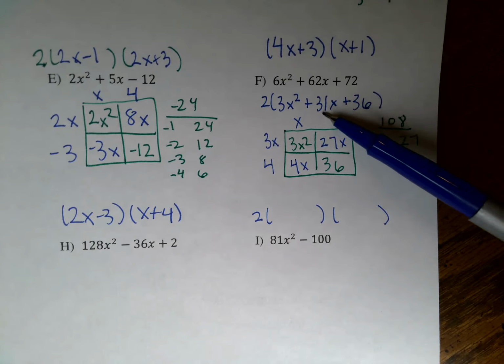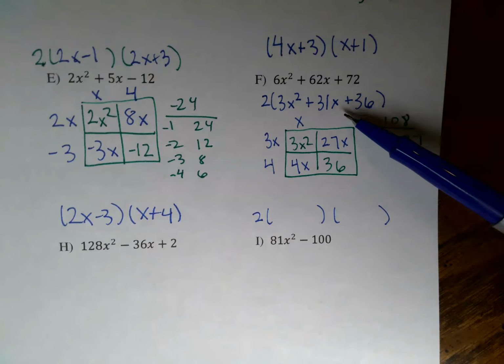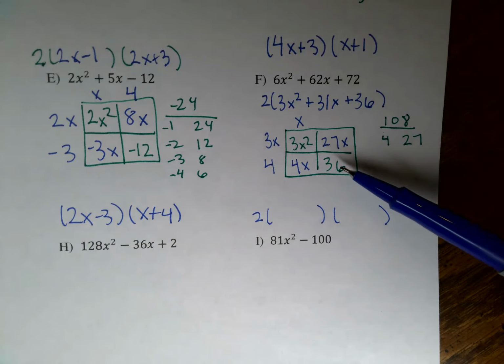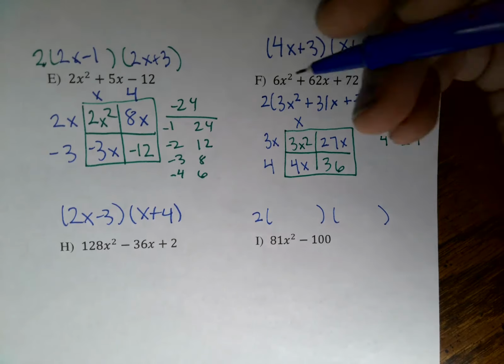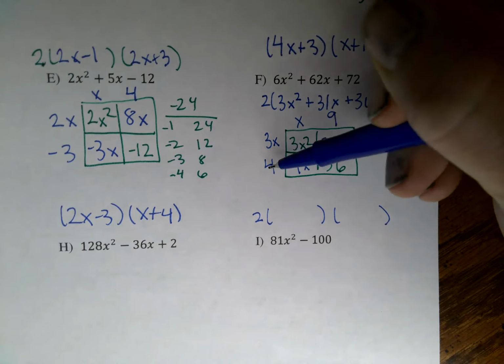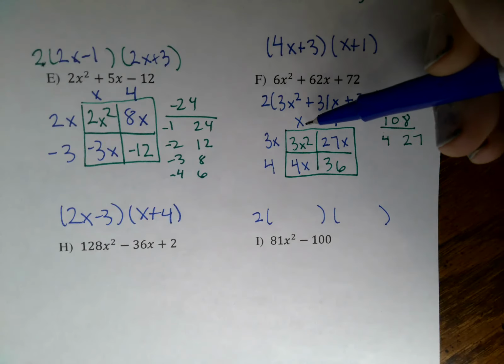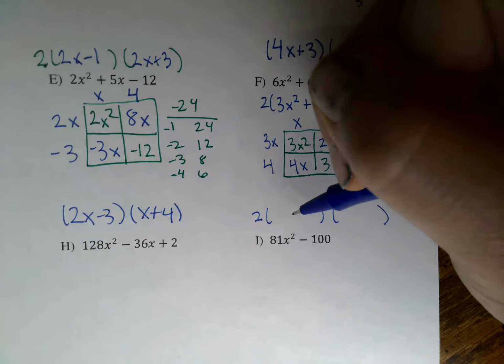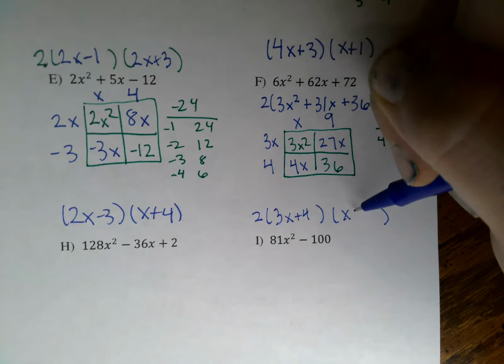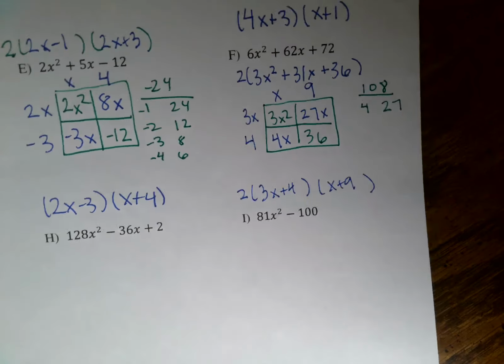Now, if I'm not sure what they have in common, I can try to think: 4 times what would give me 36? 4 times 9 would give me 36. So that means a 9 has to get pulled out here, because 9 times 4 should be this box, and 3x times x should give me this box. So then my two factors would be 3x plus 4 and x plus 9.